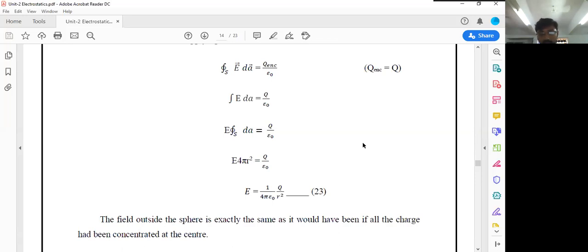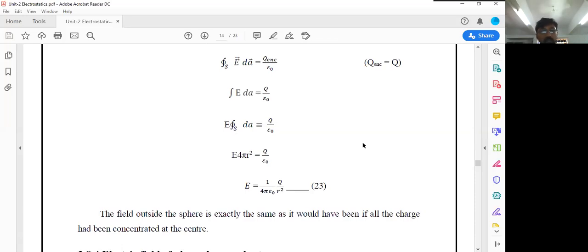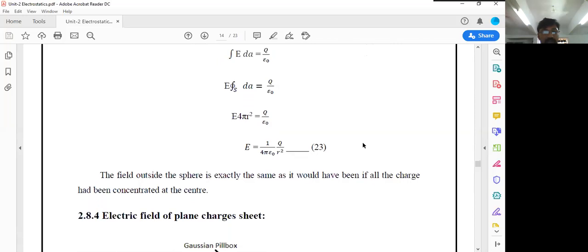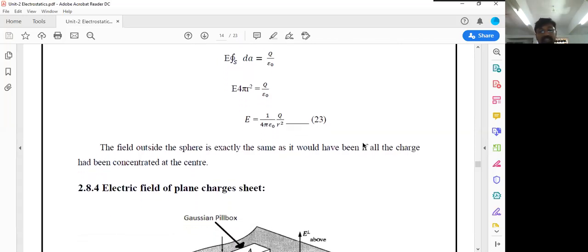So this is the electric field around a charged solid sphere. Now the next topic is the electric field of a plane charged sheet.